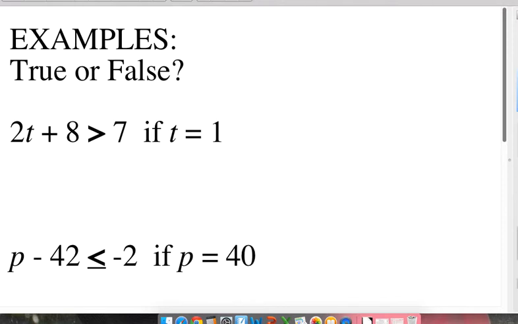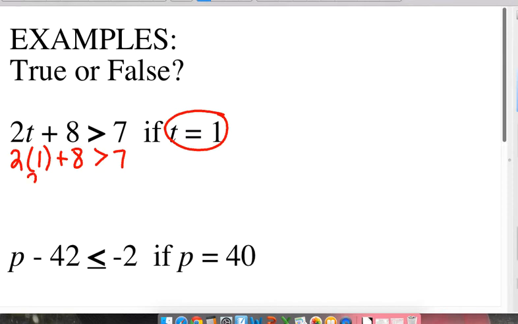2t plus 8 is greater than 7 if t is equal to 1. That means you're going to treat this basically like you would treat a plain old equation. You're going to substitute in the value for t to be 1, just like that, and then plus 8, and then greater than 7. Notice it's not the equal to. And now we're going to solve it just like we would, using order of operations.